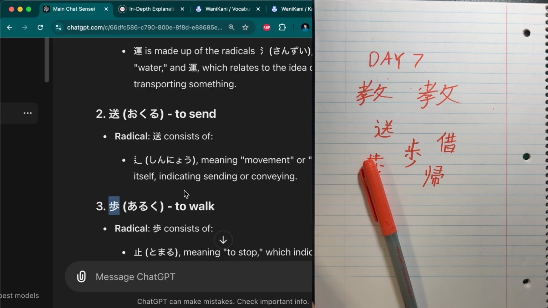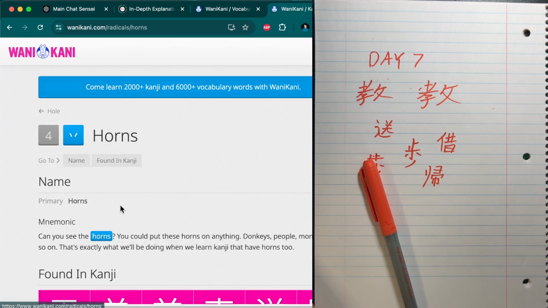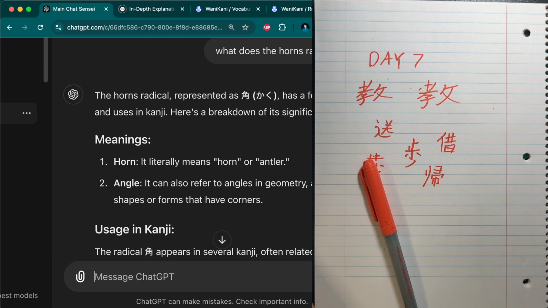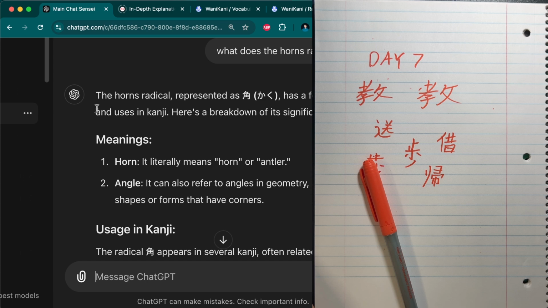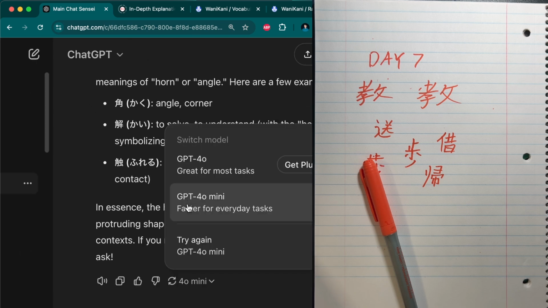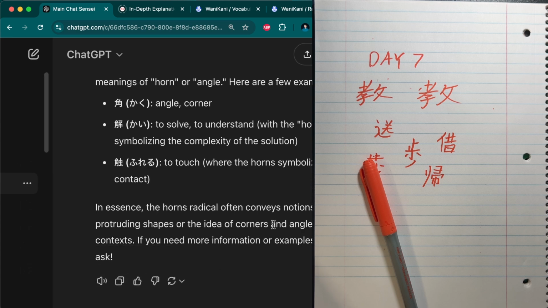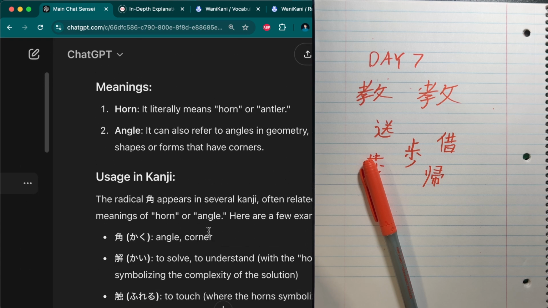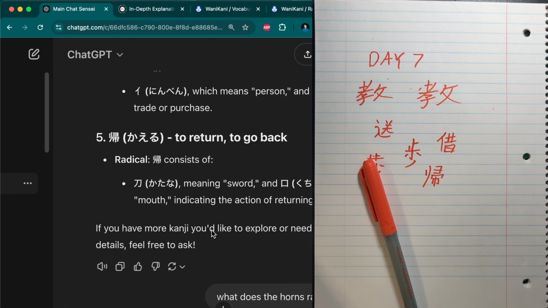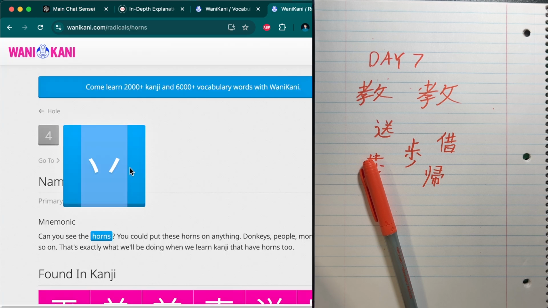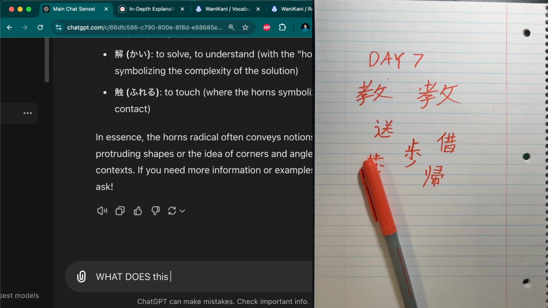Okay, now we have aruku. What do the horns mean though by itself? Horns. Yeah, I guess there's no meaning. Let's ask ChatGPT. What does the horns radical mean? No, it's not talking about the right thing. Is there a way to delete this answer? Nope. I'd like to have this gone. It's just extra information unneeded. Okay. Is there any way to copy the horn radical? Yes. What does this radical mean?